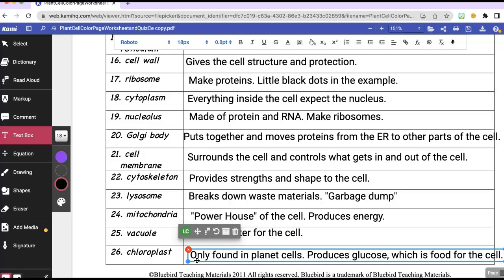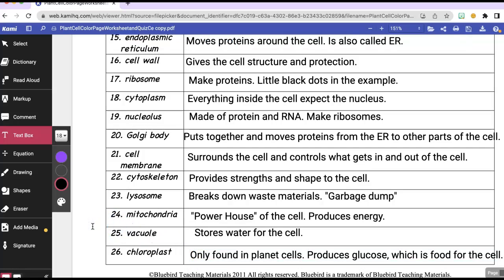Okay? So, here's our plant cell. Make sure you have everything copied down as you see it on my page.